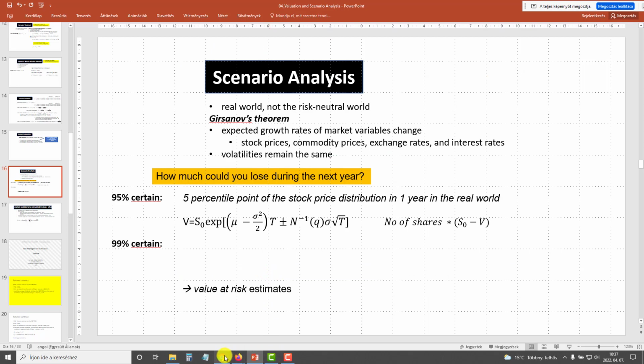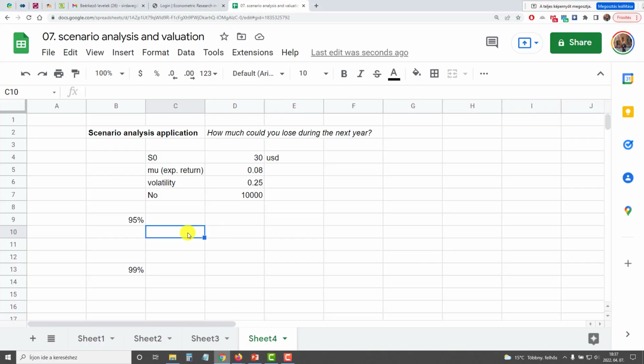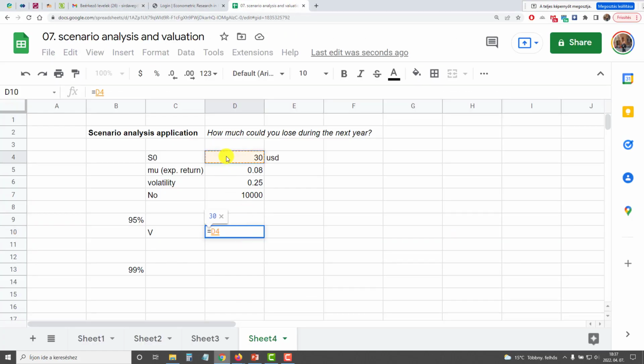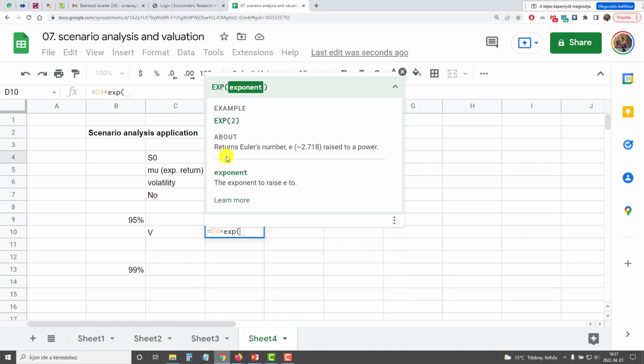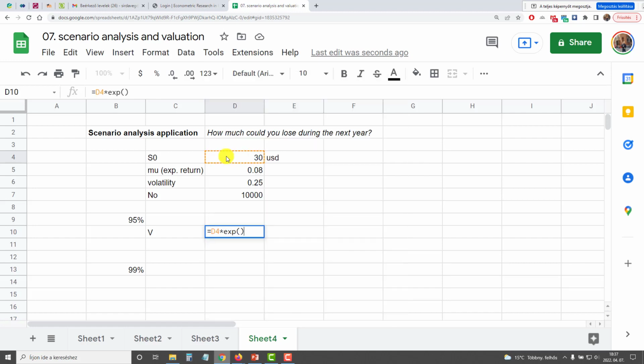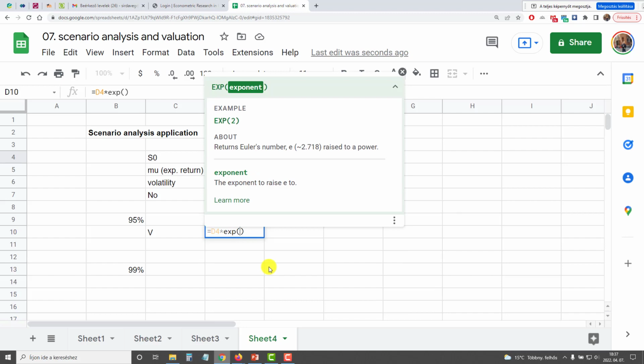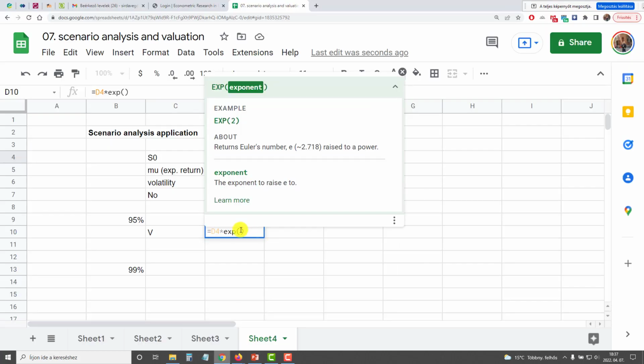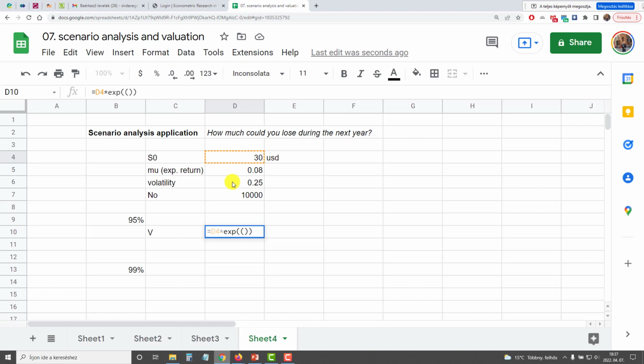Okay, so v. F0 multiplied with exp, bracket open, and let's close it, because it's easier to remember what I opened if I'm closing it immediately.